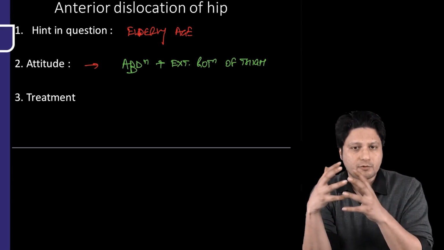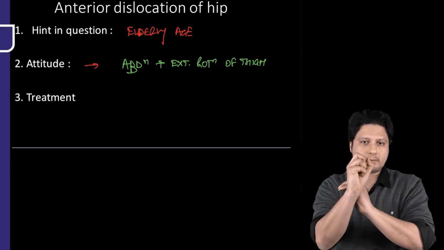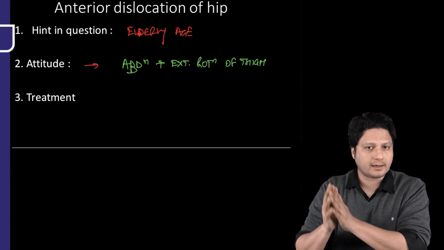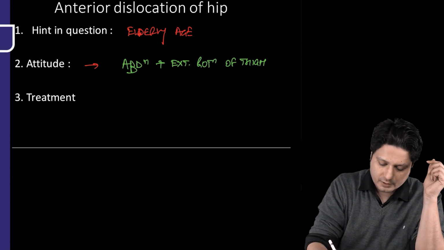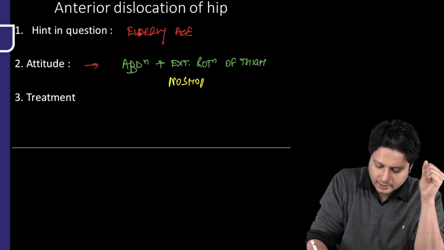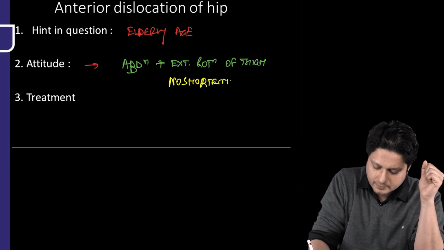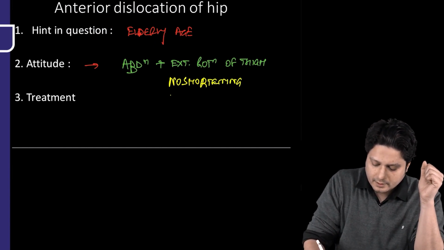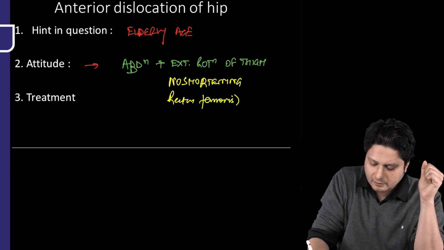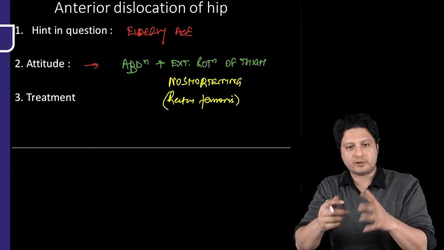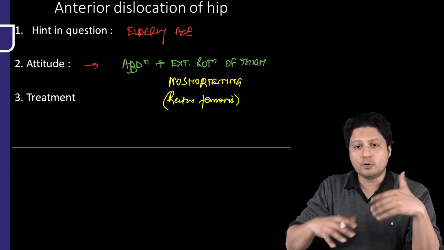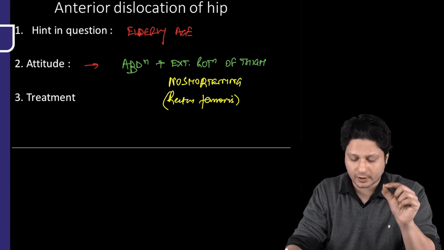Because of the presence of the rectus femoris muscle, it prevents the proximal migration, as a result of which there is no shortening, which is happening in case of anterior dislocation of the hip joint. So in anterior dislocation of the hip, there will be no shortening. Now the reason for this no shortening is rectus femoris. The muscle which is present anterior to the hip joint, which prevents this proximal migration, is rectus femoris, and there will be no shortening associated with this anterior dislocation of the hip.